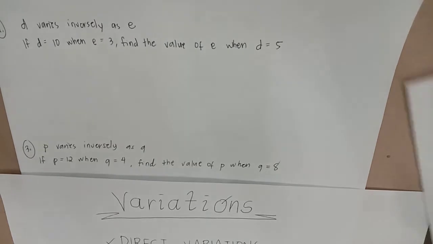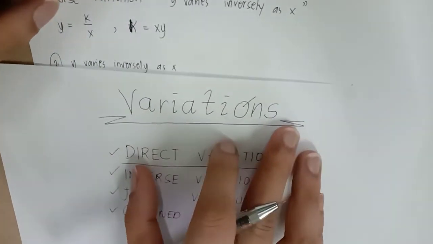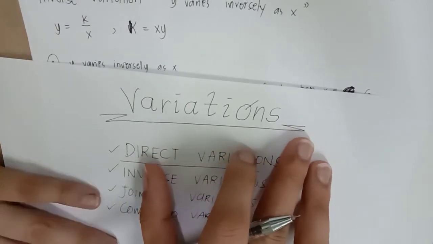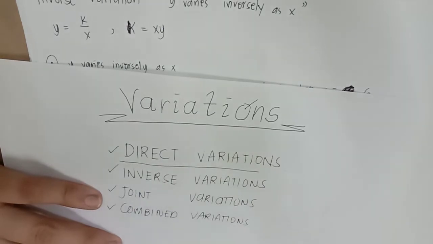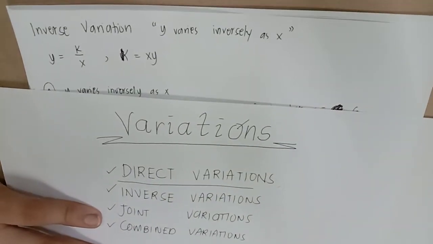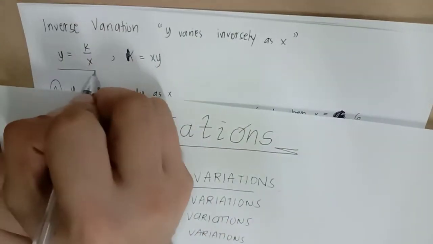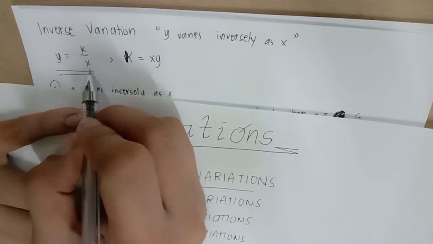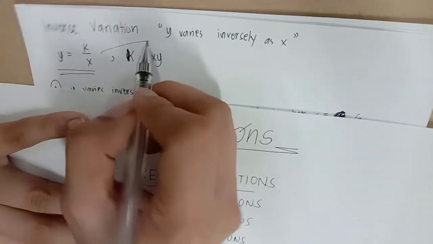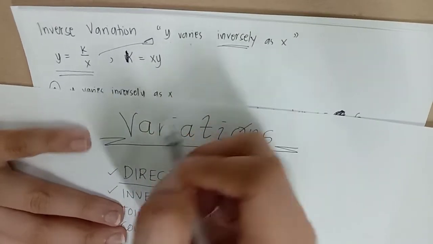Next, punta naman po tayo for inverse. Alright. So, sa inverse naman po, somehow, baliktad lang ni direct. Alright. So, asa na si inverse, miss? Ayan, miss. Alright. So, sa inverse variation naman po, meron po siyang formula which is y is equals to k over x. Okay, na kung saan binabasa po siya as y varies inversely as x.